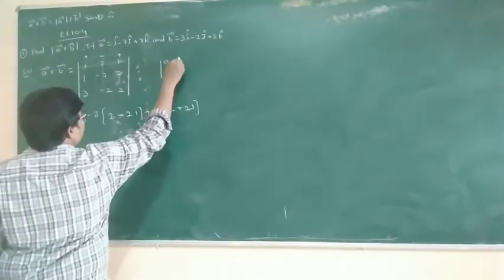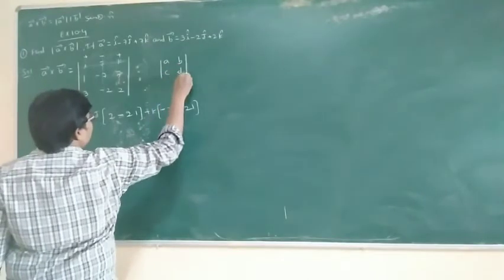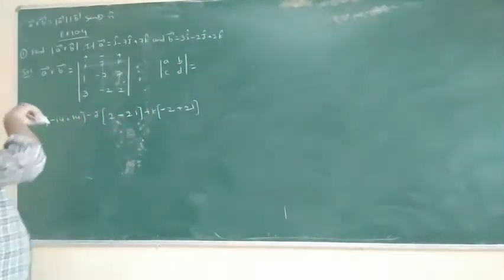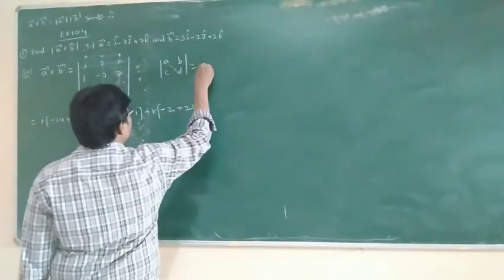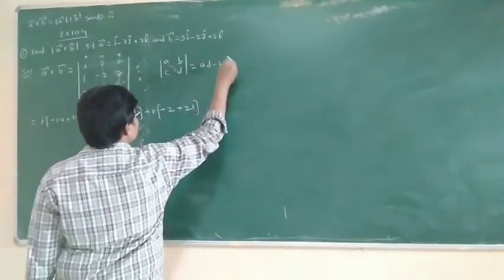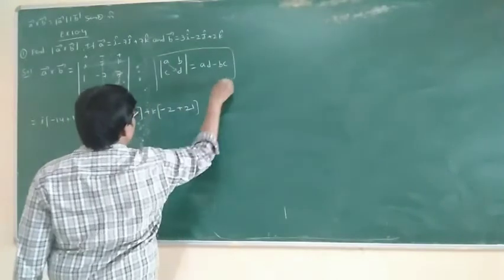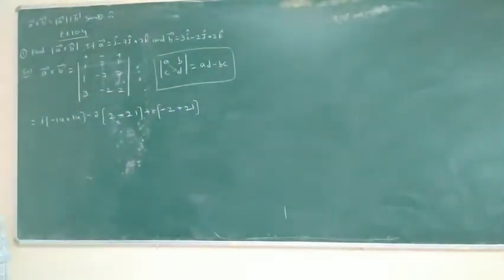The A, B, C, D. Determinant of a 2 by 2 matrix, this is cross multiplication: AD minus BC. This is the 2 by 2 matrix determinant.